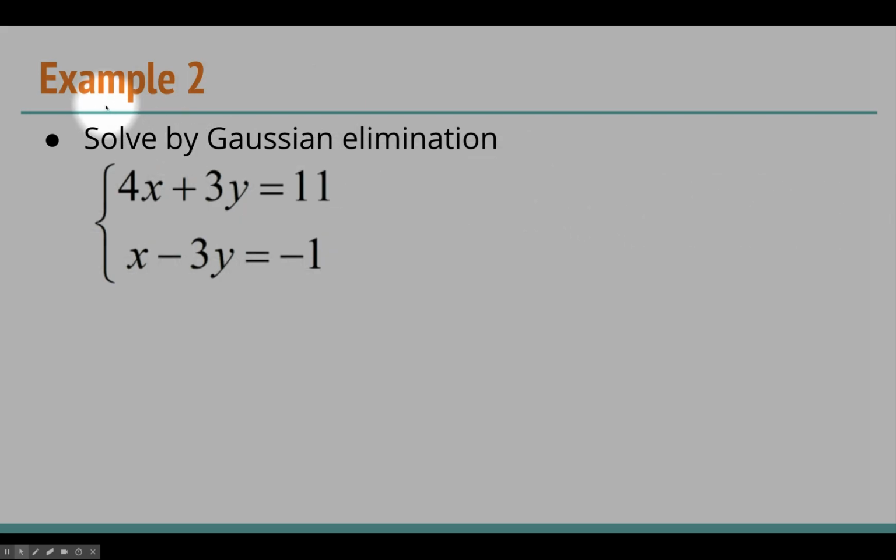So let's take a look at an example. Let's solve this by Gaussian elimination. 4x plus 3y is equal to 11. X, or 1x minus 3y, is equal to -1. Now obviously, this is a system that you could solve with either substitution or the addition method. And that's normally how we would do that. But let's go ahead and use this elimination process so you can see how the process works. And then we'll move to situations where we have 3 equations and 3 unknowns.